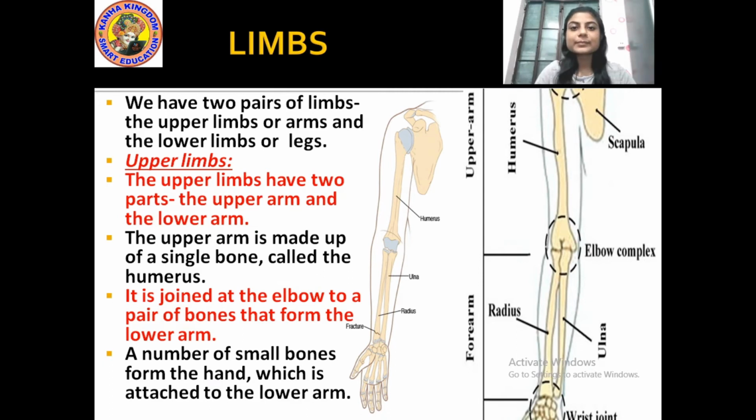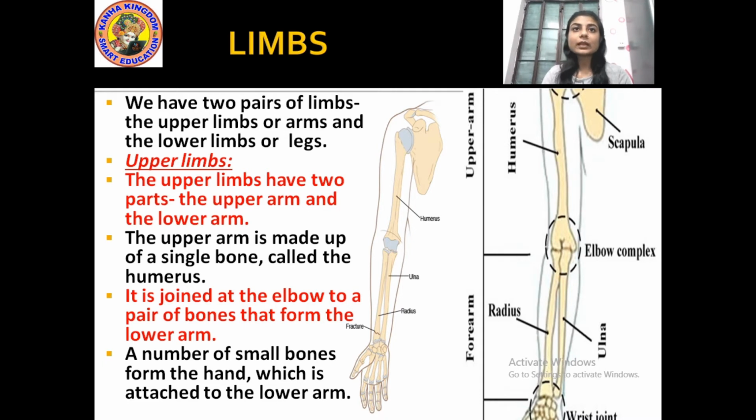And now students come the limbs. Now what are limbs? We have two pairs of limbs, the upper limbs or arms and the lower limbs or legs. The hands and the legs are called limbs. These are named limbs, L-I-M-B-S. The hand or the arm part is called the upper limb and the legs are called the lower limb. The bones of the skeleton that you name are called limbs.